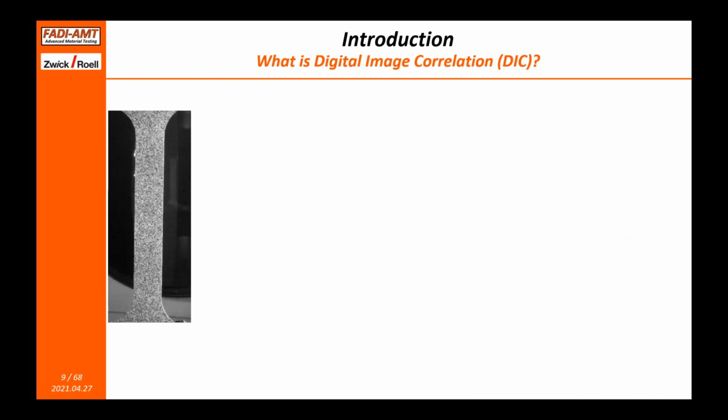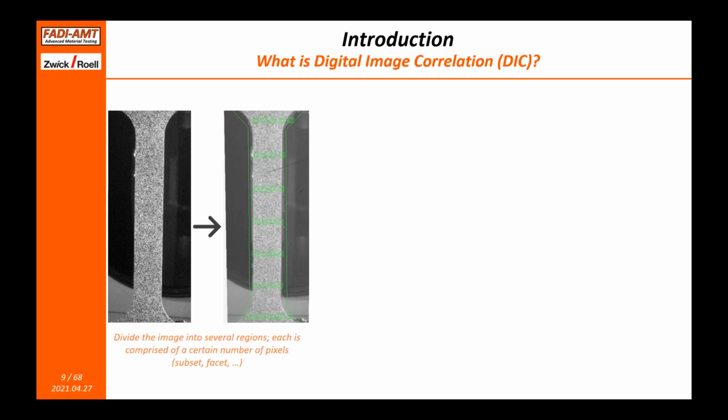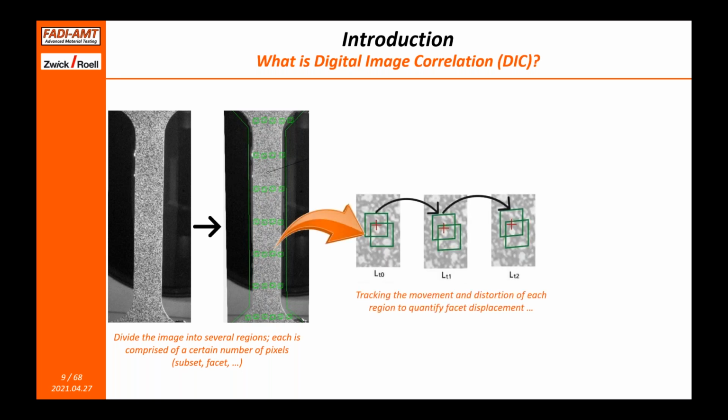So what DIC is basically doing is taking digital images of the sample during deformation, with one of them being the reference image, and dividing that image into subsets or regions of a certain number of pixels. Each one of those regions is called a subset or a facet, depending on the software that you use. Then we take each one of those regions of interest and track their movement and distortion as a function of time, as the material is deforming.